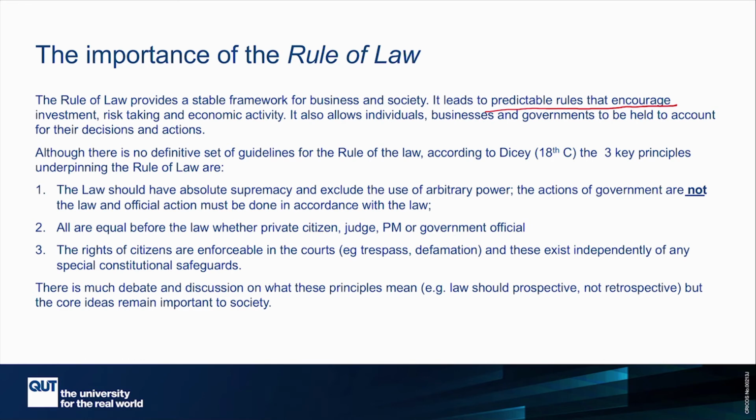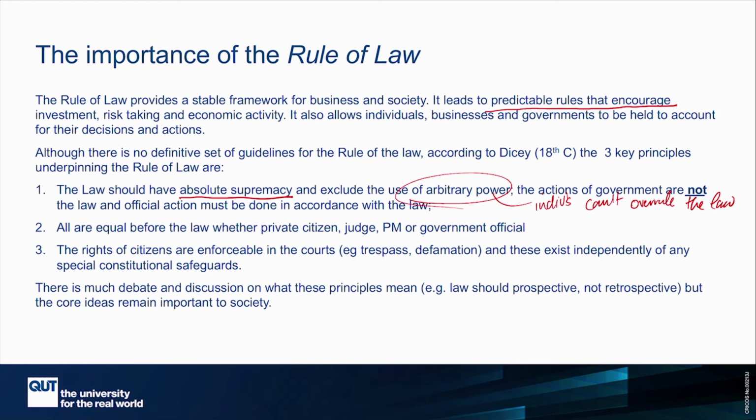Now, there's no definitive set of guidelines for what it means, but Professor Dicey in the 1700s came up with 3 key principles. So what are these 3 principles? Okay. The law should have absolute supremacy and exclude the use of arbitrary power. Okay. So that means individuals, for instance, or small groups can't overrule the law. Okay. The law is what is supreme.